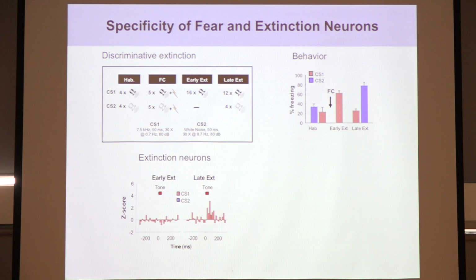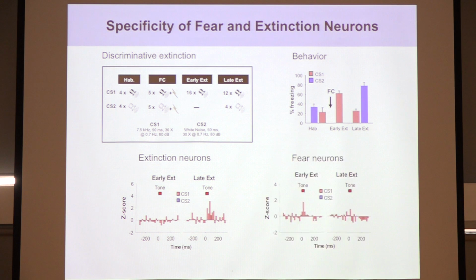As expected, first, we concentrate on the CS1. This is the early extinction and the late extinction. Extinction neurons are activated when the fear is low during late extinction. In contrast, fear neurons are activated when the fear is high in the early extinction, but not when the fear is low. So what is going on when we presented the CS2 at the end of the extinction?